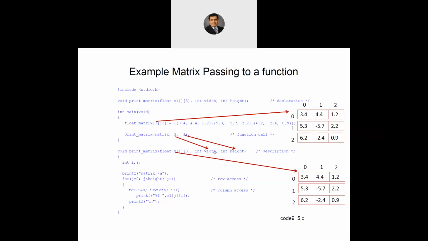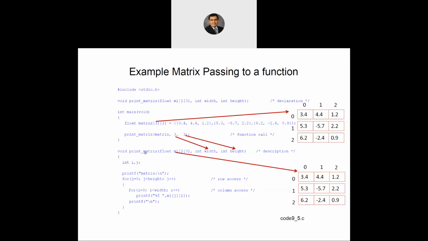When you pass 3 to the width variable and another 3 to the height variable, this one is called by value. But since matrix is an array and M1 is also an array, it's going to be called by reference.